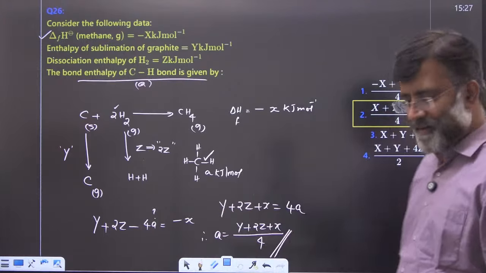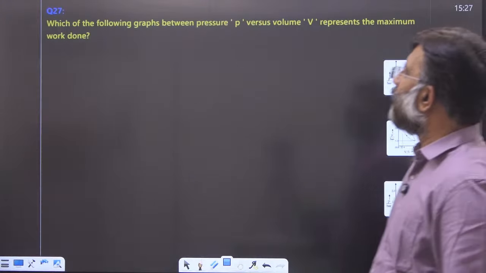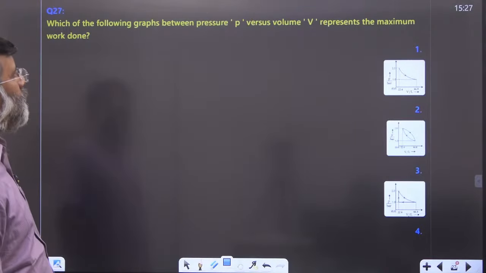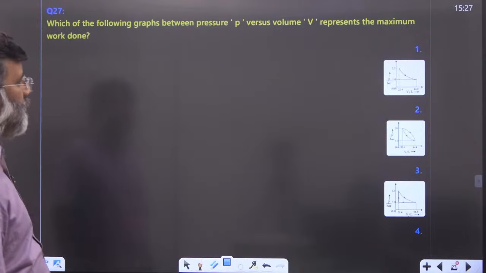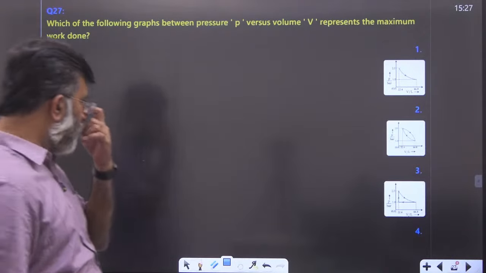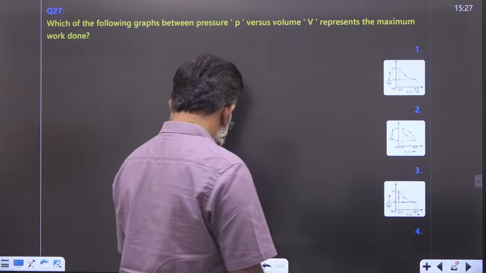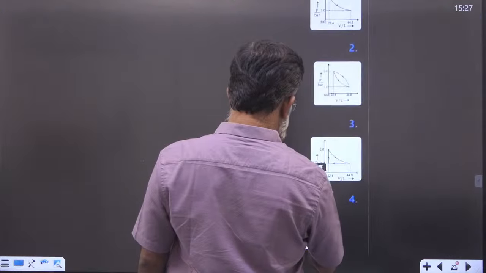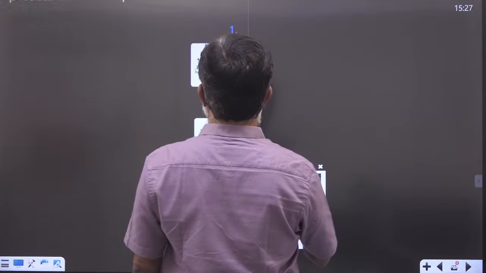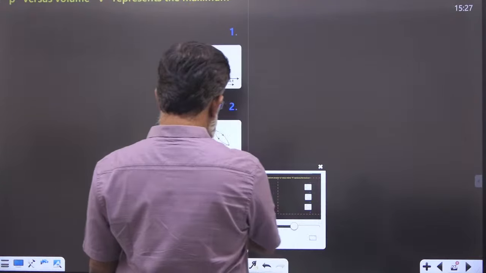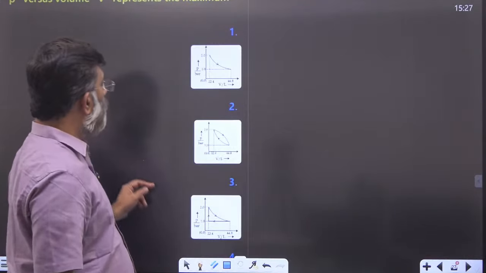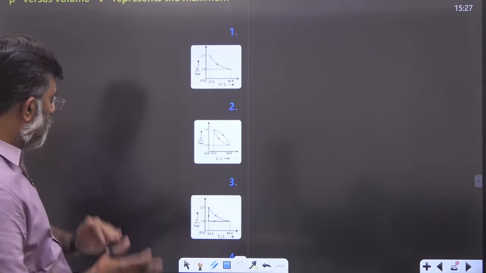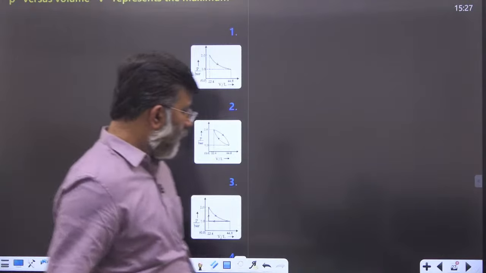Next question. 27. Which of the following graphs between pressure versus volume represents maximum work done? There is a clarity problem. This is maximum work done. Let us compare 1, 2, 3, and the 4th one is on the next page.